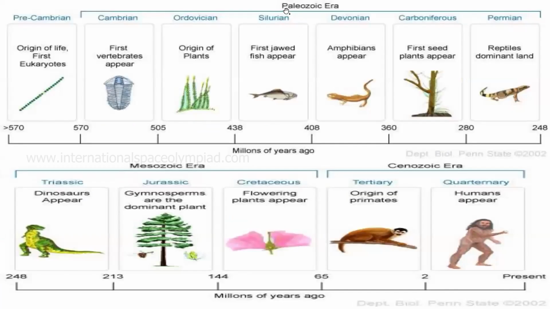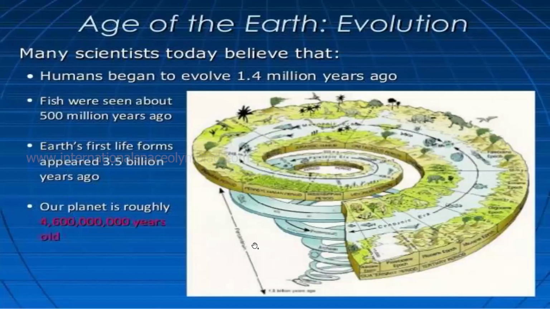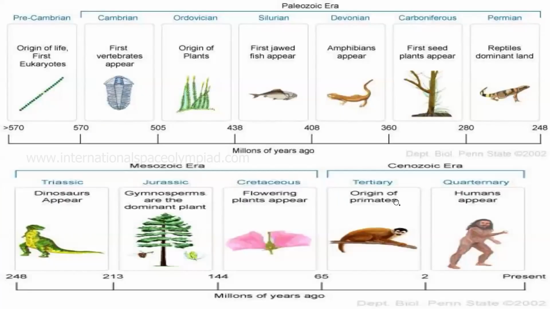Here you can see the Paleozoic era, where it is divided into Precambrian, Cambrian, Ordovician, Silurian, and different organisms were there. The first vertebrates were present in the Cambrian era, and the first seed plant appeared in the Carboniferous era. And we are in the last era, the Cenozoic era, which is divided into two. The first one is the origin of primates, and the Quaternary one, which is the present one, humans here.